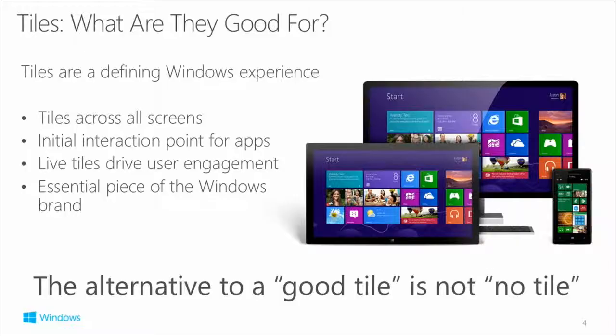So if you're going to integrate your application into the Windows brand, you really need to be thinking very seriously about tiles. This is a quote that we've used when it comes to design. The quote was, the alternative to good design is not no design. You can't have an application with no design. It's either going to be good or bad. And it's the same thing with a tile. You can't have an application without a tile. So give your tile some thought. Make sure it's a good tile, because you can't have no tile.